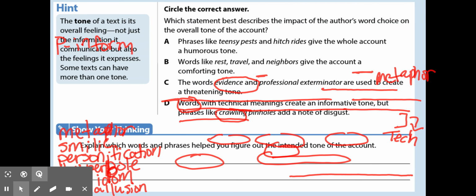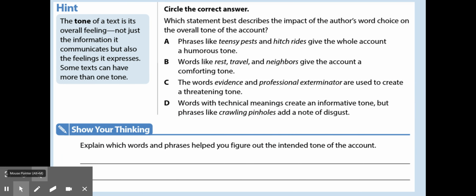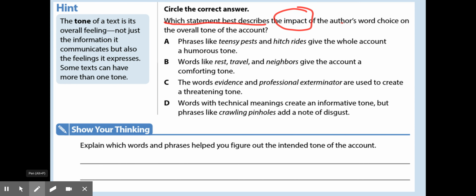And we're going to look at the questions at the bottom. So at the bottom, we've got where it wants us to circle our answers. Circle the correct answer. Which statement best describes the impact of the author's word choice on the overall tone of the account? Well, the first thing you have to do when you look at that is, what was the tone of the account? The entire thing, what's the purpose? Remember, we have to talk about author's purpose first.